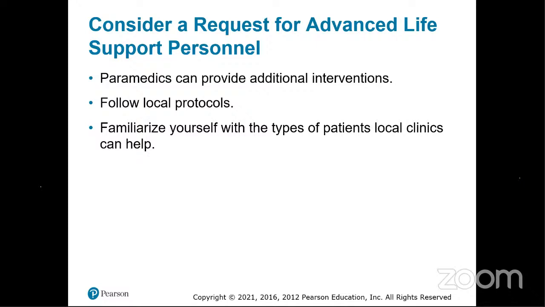And then be familiar with the types of patients and local clinics that can help. For me, this comes to the Emory Clinic over there. They actually have an ER bay. They're not necessarily a full-fledged hospital, but they can take 911 patients there if they have to and stabilize them and move them out. For us over here, most of our clinics won't see an ambulance. In fact, they can't, so we have to go to the hospital.